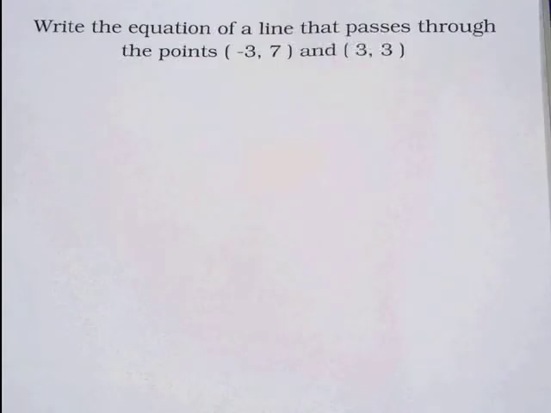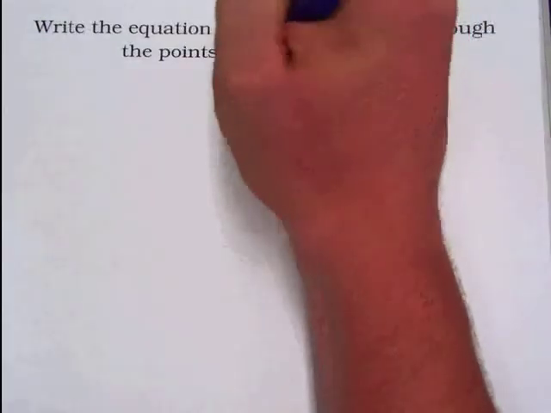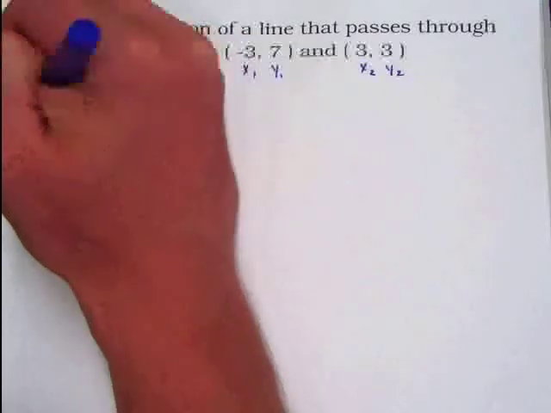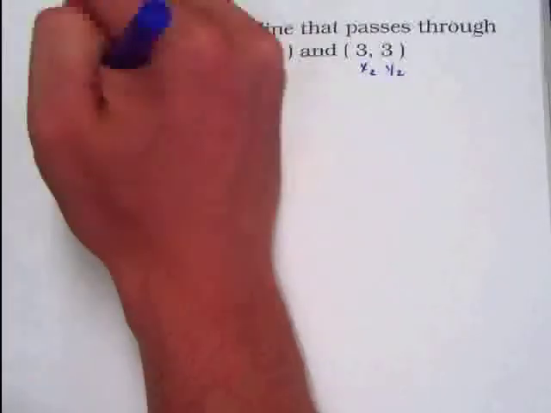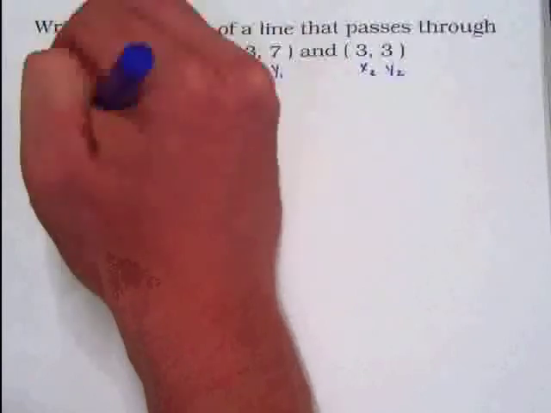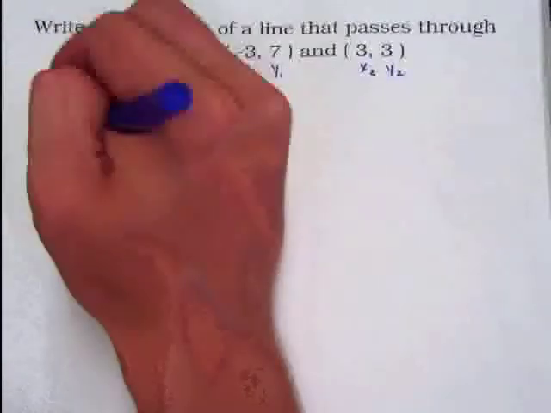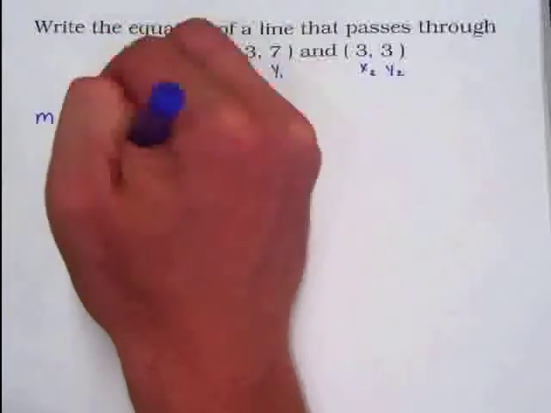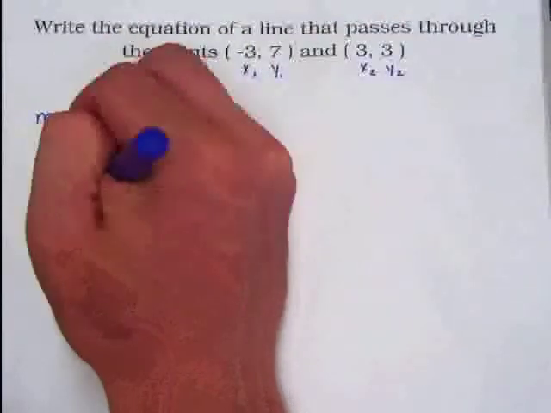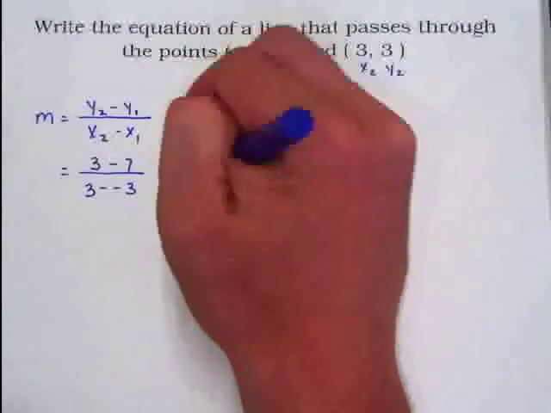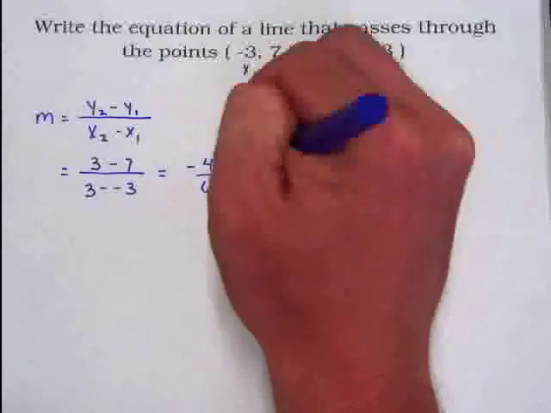To write the equation of a line that passes through the points (-3, 7) and (3, 3), we must first calculate the slope between those 2 points. To do this, we label our points x1, y1 and x2, y2, and substitute into our slope formula. M equals the change in y, or y2 minus y1, over the change in x, or x2 minus x1. After we substitute 3 minus 7 over 3 minus -3 and subtract, we end up with -4 over 6, or -2/3.